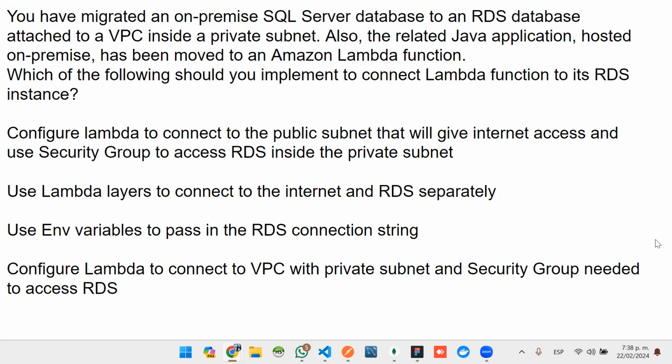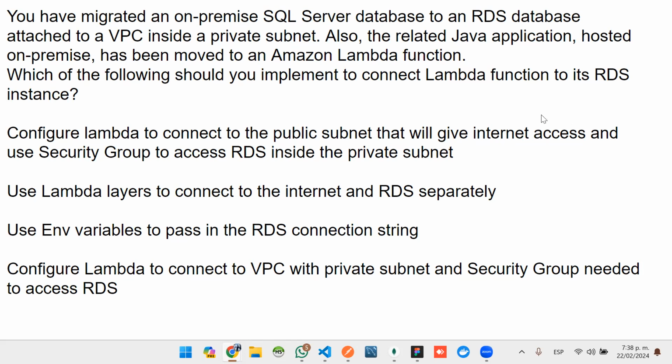Okay, you have migrated an on-premise SQL Server database to an RDS database attached to a VPC inside a private subnet. Also, the related Java application hosted on-premise has been moved to Amazon Lambda function. Which of the following should you implement to connect Lambda function to its RDS instance?